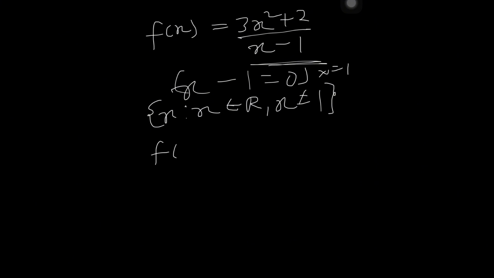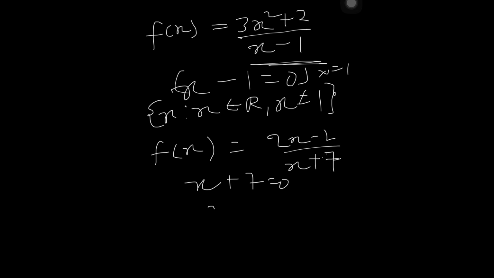Another function, f of x equals 2x minus 2 over x plus 7. You again equate the denominator to 0. That will give us x plus 7 equals 0, x equals negative 7. So that the domain is x such that x is a member of all real numbers but x is not equal to negative 7. That's our domain.